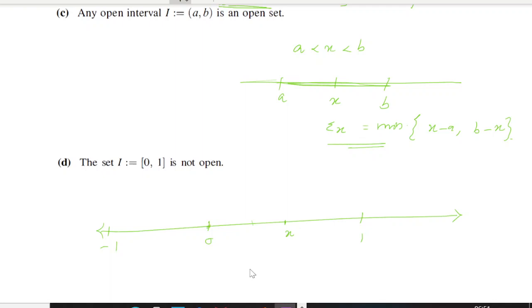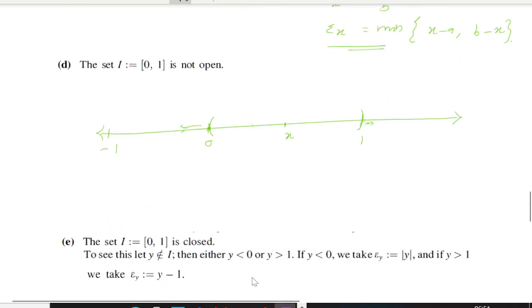If I am taking this 0, any neighborhood of 0 will have some portion lying outside your set, on this side. This was your set. So any neighborhood of 0 will have some points lying outside the set. In the same way, when you're taking 1, any neighborhood of 1 will have points outside the set. So this set is not going to be an open set.